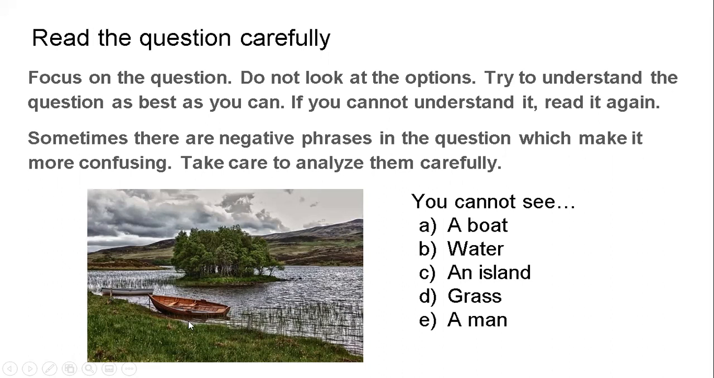A boat? I can see a boat. You cannot see water? Oh no, I can see water. You cannot see an island? But I can see an island. You cannot see grass? I can see grass. You cannot see a man? I cannot see a man. So what's the right answer? A man. I hope I made that very clear. Please read your question very carefully.